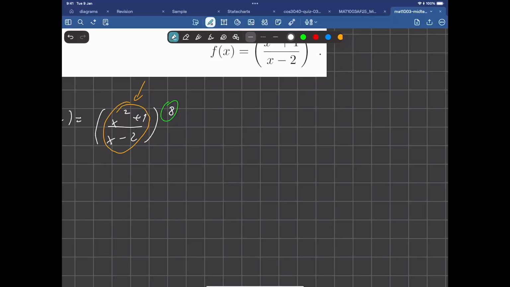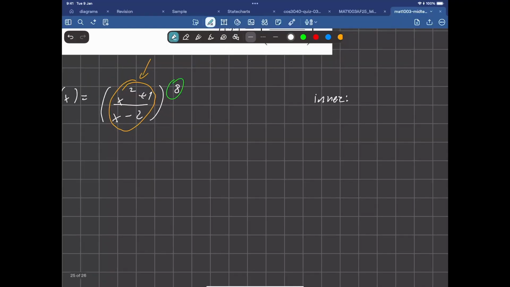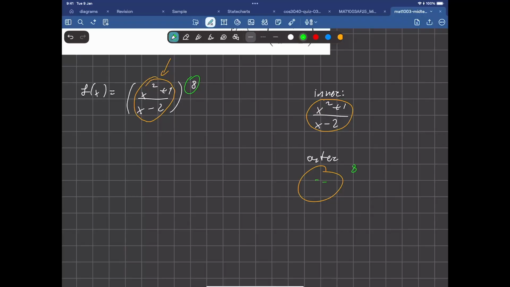So the inner function is x squared plus 1 over x minus 2. But then the outer one, okay, so let me just circle this like that. The outer one is taking the inner function and raising it to the power of 8, okay? I want it green like that, okay? So whatever's inside of the inner, but it's raising it to the power of 8.